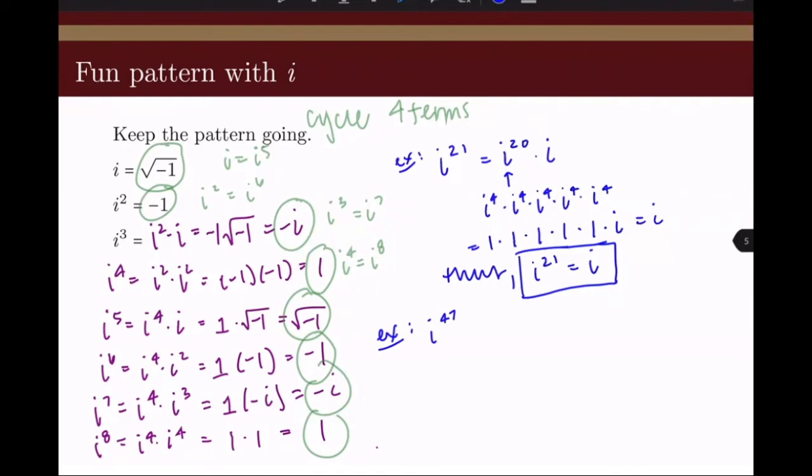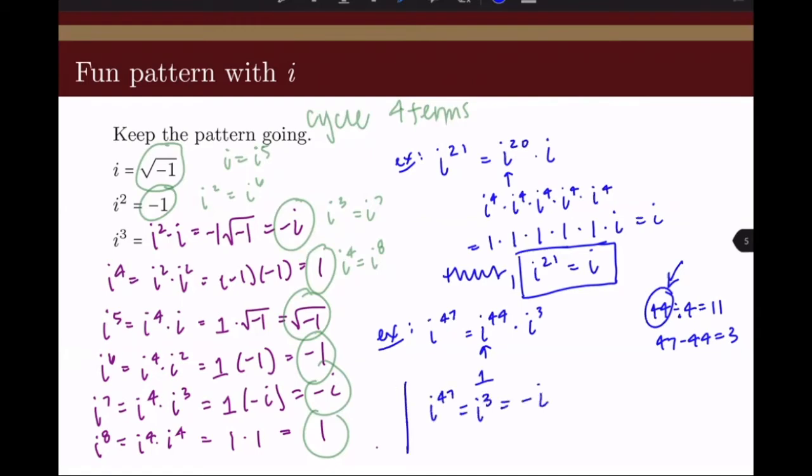Well, I know if I look at numbers less than 47, 44 divided by 4 is equal to 11. So 44 is a factor of 4. So I can separate this into i to the 44 multiplied by i to the 3, since 47 minus 44 is equal to 3. Now I know that this is going to be equal to 1. So that means i to the 47 is just equal to i to the 3, which is negative i.